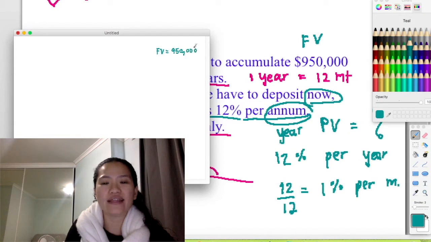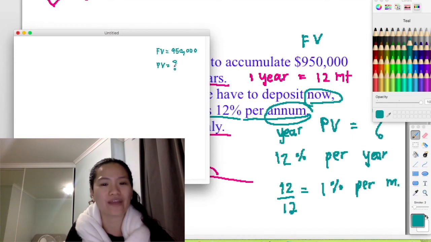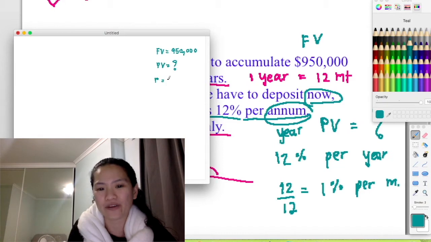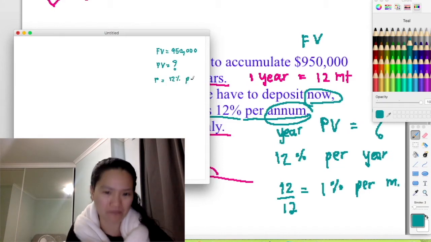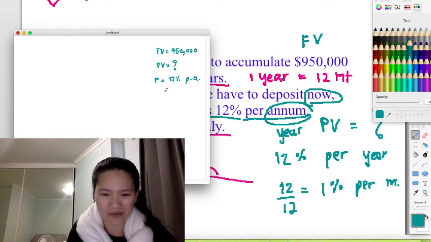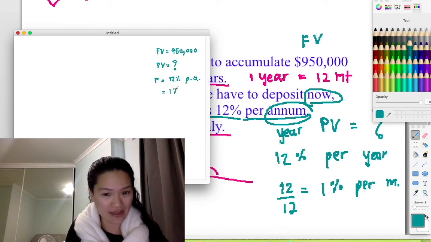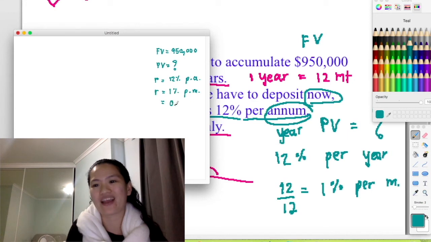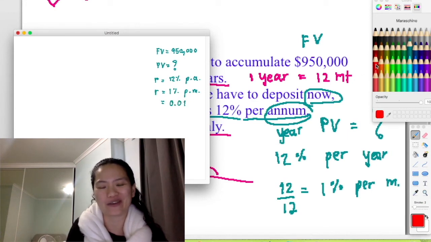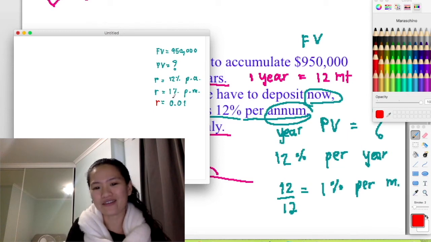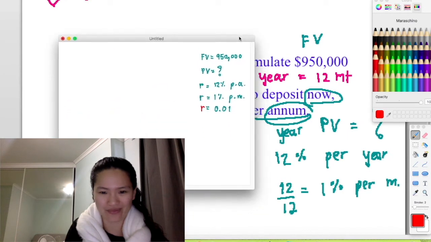FV is $950,000, and we want to find PV, present value. We know that the interest rate R is 12% per annum. Annum means per year, so you divide it by 12. So it is 1% per month. But you should know that 1% is 0.01. Be careful, because a lot of students say 1% is 0.1. And what else do you need? You need time. Tricky as well.